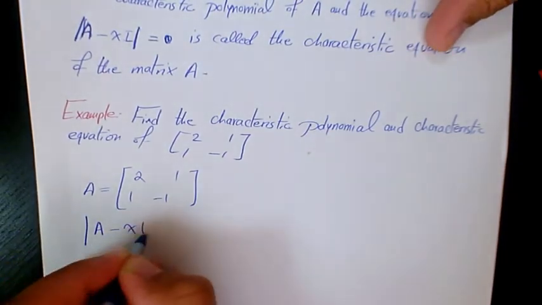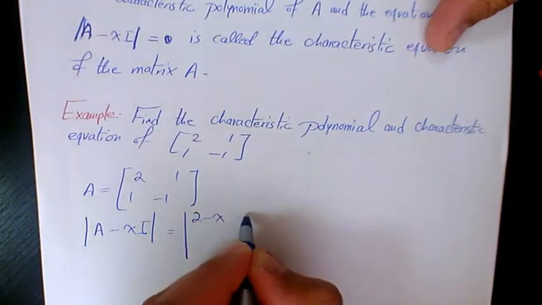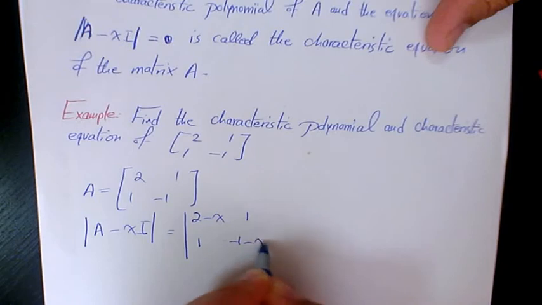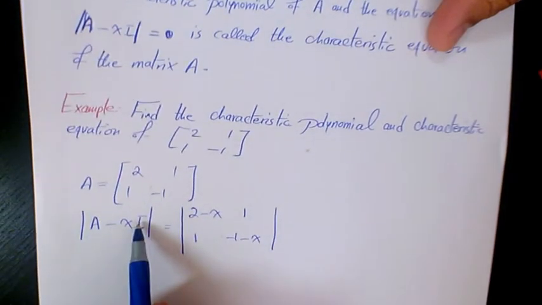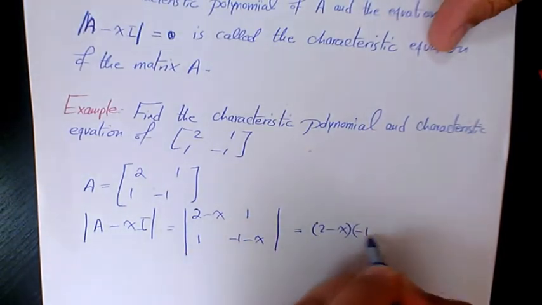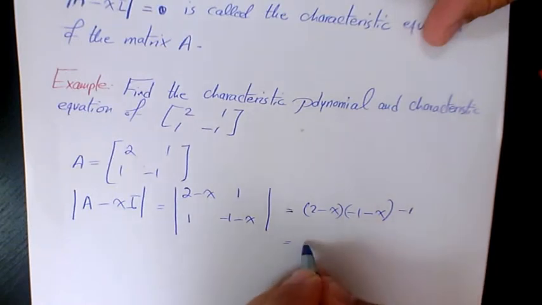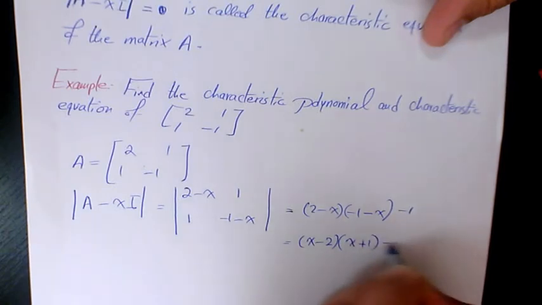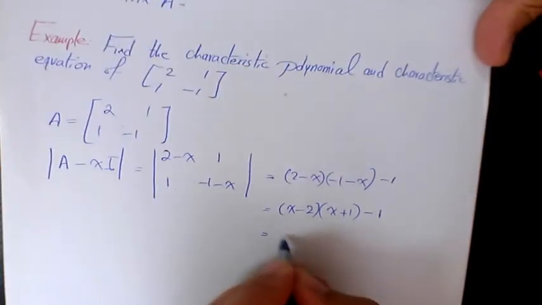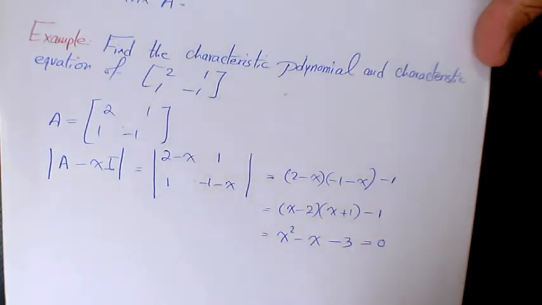Determinant of A minus xI will be 2 minus x, 1, 1, -1 minus x, because you subtract it from x times I. So the determinant is going to be (2 minus x) times (-1 minus x) minus 1. Take the negative out and multiply, which is going to be (x minus 2)(x plus 1) minus 1, which is going to be x squared minus x minus 3 equals 0.